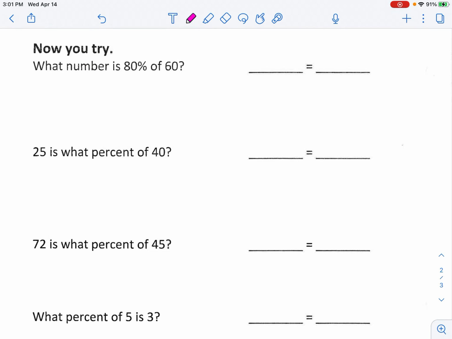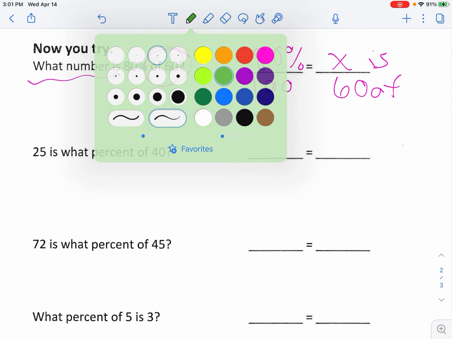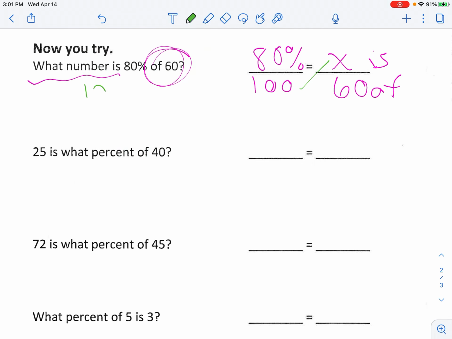Okay, so I'm going to go through these just a little bit faster. Percent over 100 equals is over of. I see 80%. I see of 60. And it says what number is, so that's my question mark. Multiply cross products. Always multiply by x first.